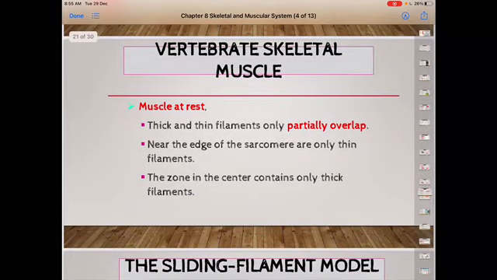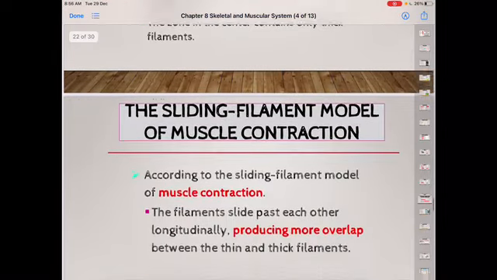Okay, so this is the condition of muscle at rest. The thick and thin filaments only partially overlap. Near the edge of the sarcomere are only thin filaments. The zone in the center contains only thick filament. So this is the structure of your muscle during rest. Later you will see the diagram.